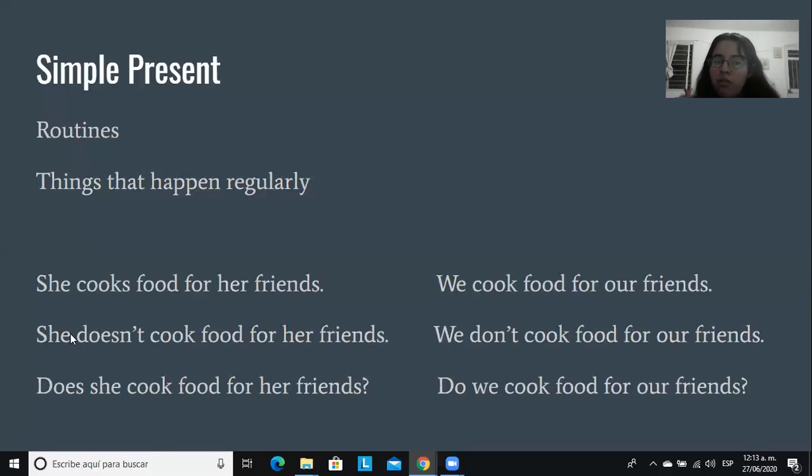The auxiliary here is do, because the S is only for he, she, and it, remember? So this one would be do. We do not cook food for our friends, with the not for negative, or we don't cook food for our friends. And the last one we have is a question. Do we cook food for our friends? We start with the auxiliary, then the subject, the verb, normal, then food for our friends. There, that would be the simple present.